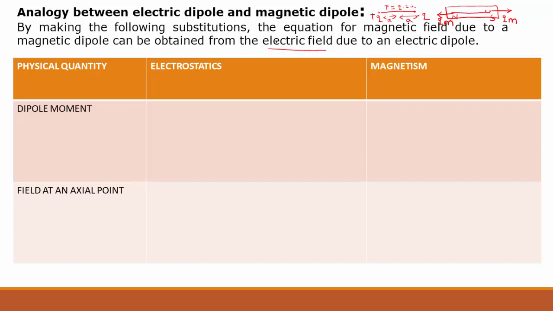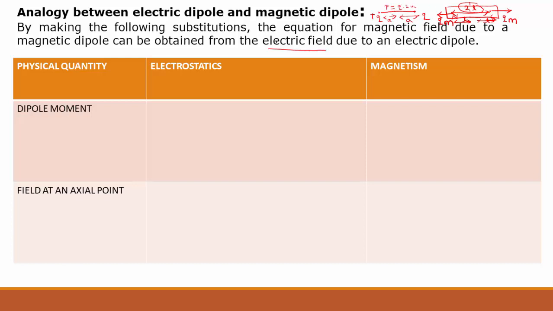And this distance is the distance between the north and south pole, mathematically denoted by the symbol 2L. Here this is L and L. The two poles are separated by a small distance, taken as 2L. This is the small difference between the electric dipole and magnetic dipole.